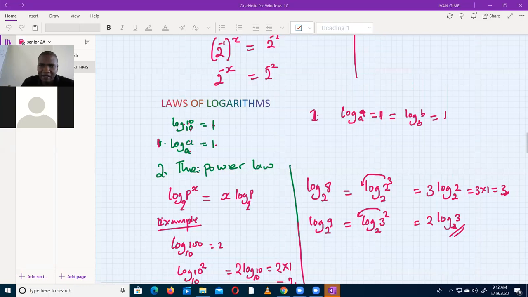And then the second law, we say the power law. If I say log of p power x base q, we can drop this power this side. We can drop the power.